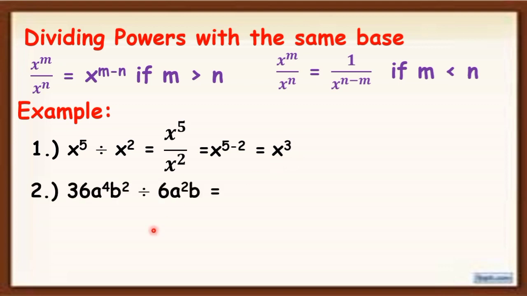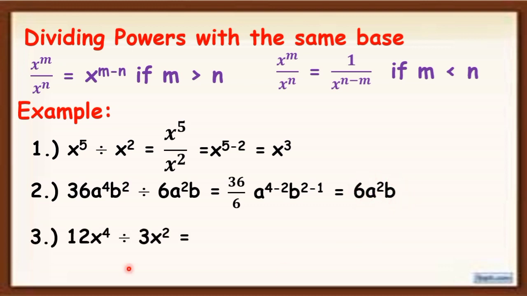Next is 36a^4 b^2 divided by 6a^2 b. In this given, we are going to divide the numerical coefficient, so 36 divided by 6, then subtract the exponent of a. So 4 minus 2 is equal to 2, and then subtract the exponent of b, which is 2 minus 1, is equal to 1. So the final answer is 6a^2 b.